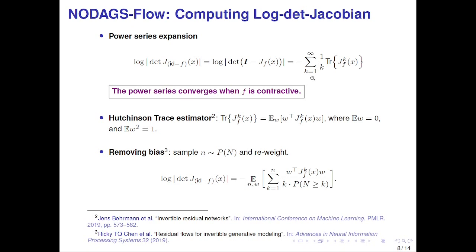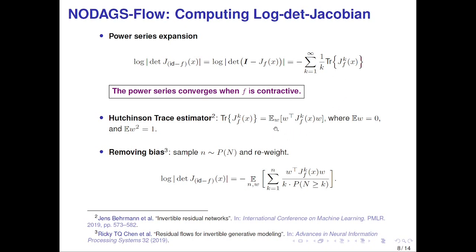Now, in practice, we restrict the number of terms in the power series to a finite number. This complexity can further be improved by using the Hutchinson trace estimator, where the trace of the Jacobian is estimated using the following equation. And to evaluate this, we only require a single gradient call, making it much more efficient than before.